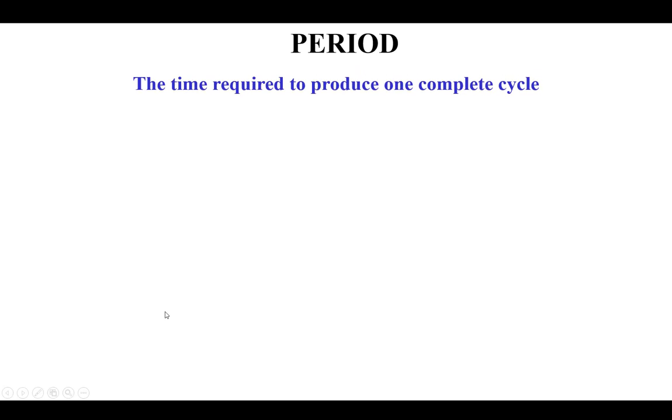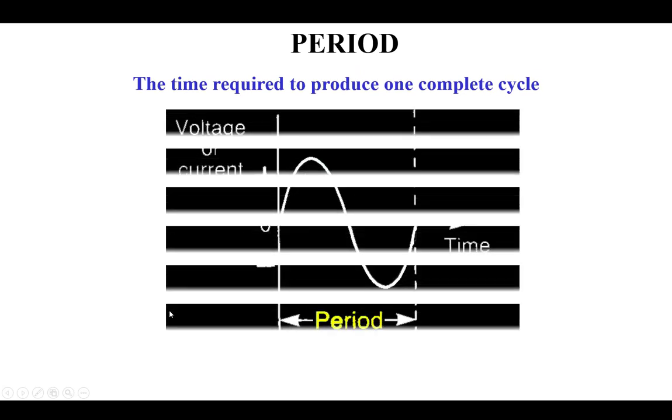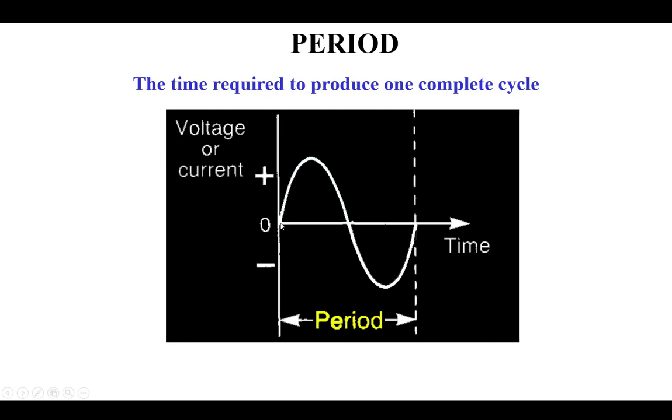The period is the time that it takes to produce one complete cycle. So the cycle begins, you start a stopwatch and you time it, and when it gets to the end, you stop the stopwatch and see how long that it took. And you measure this in seconds.